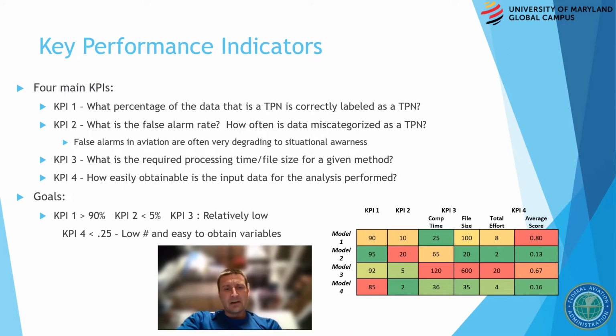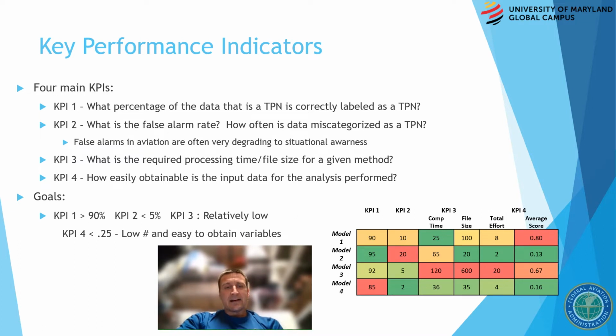The third one is what is the required processing time or file size for a given method. So each method may have a level of complexity. The desire is to have the lowest complexity that still achieves KPI 1 and 2, and also has a relatively low file size, so we're not overtaxing a specific system. So if we have a low processing time and low file size, then we could probably put this anywhere, to include on aircraft, in control centers, wherever we need to use these algorithms.